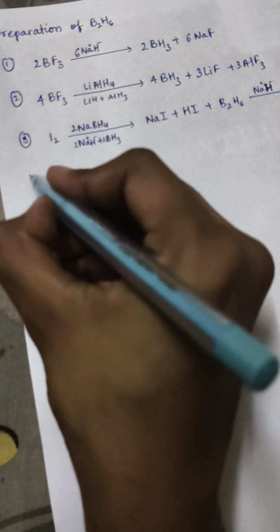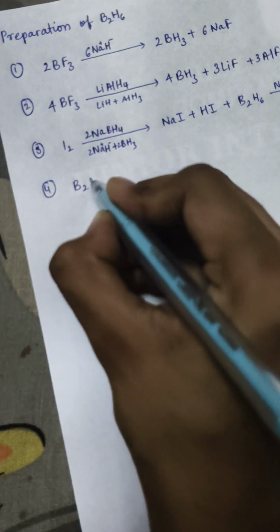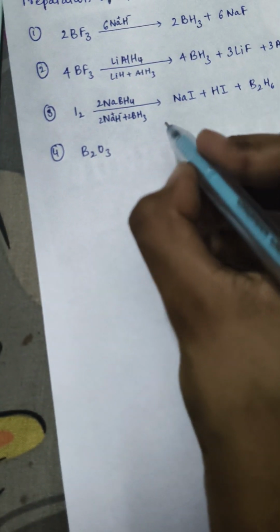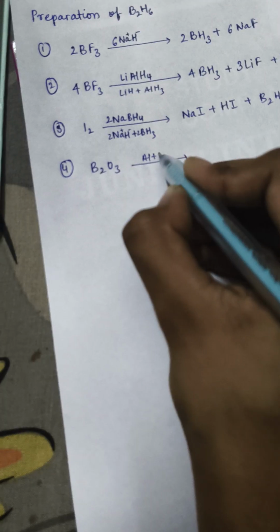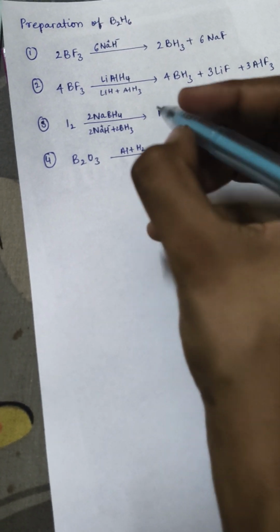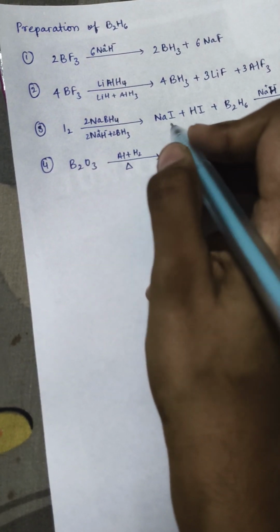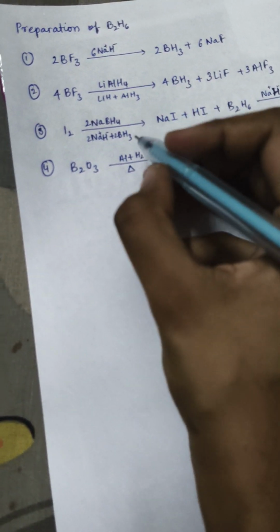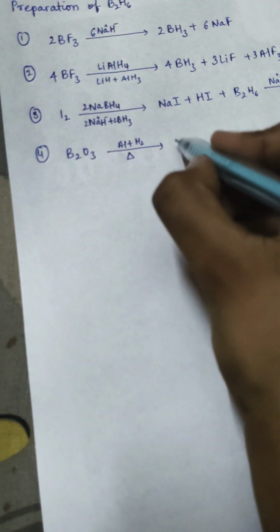Then we have B2O3 in the presence of aluminium plus H2. We know this in itself will form AlH3 in the presence of heat, and AlH3 plus B2O3 will basically form B2H6 plus Al2O3.